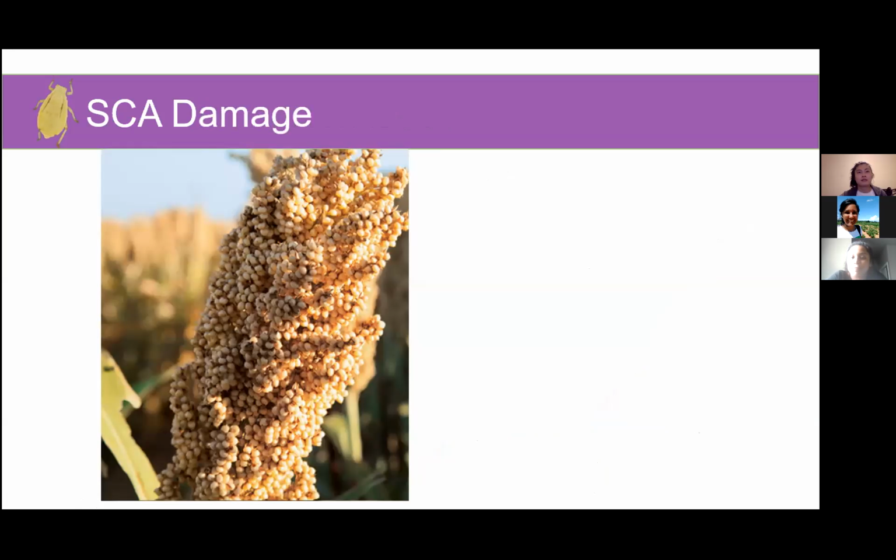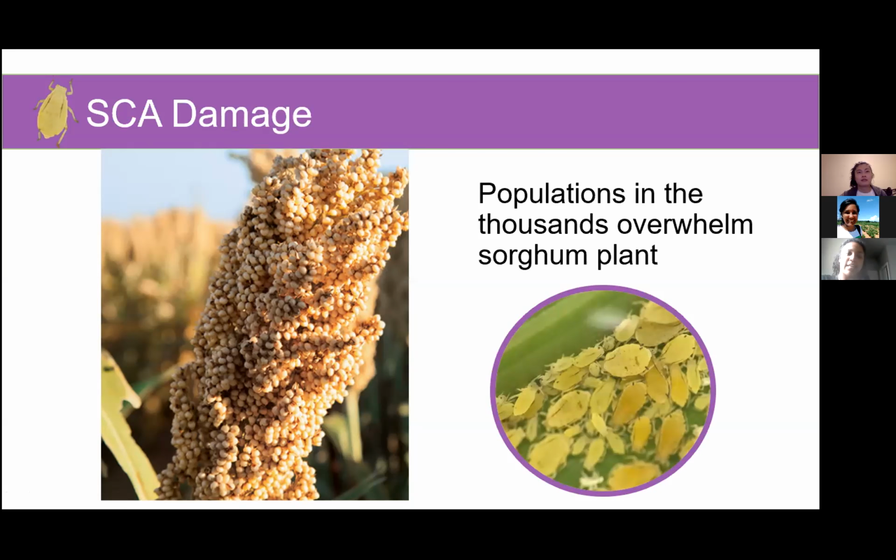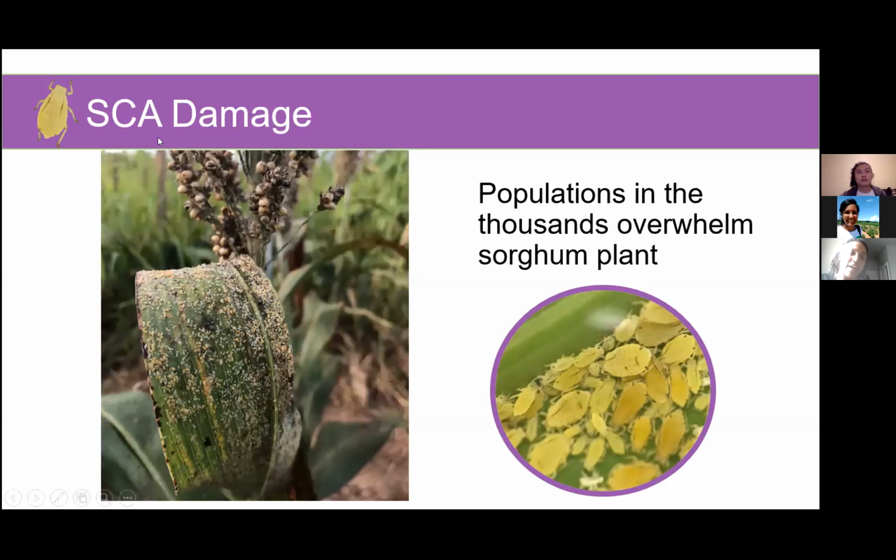The problem is once you get a lot of aphids on the plant, depending on what growth stage they attack, you can see something that looks like this, where I want to call your attention to the background, where these kernels, which were supposed to be full, actually look almost blackened and moldy and are very sparse in between. Whereas in the foreground of this photo, the aphids are populating this leaf in the hundreds and probably in the thousands on the plant. So any sorghum producer is going to tell you that this is an issue.